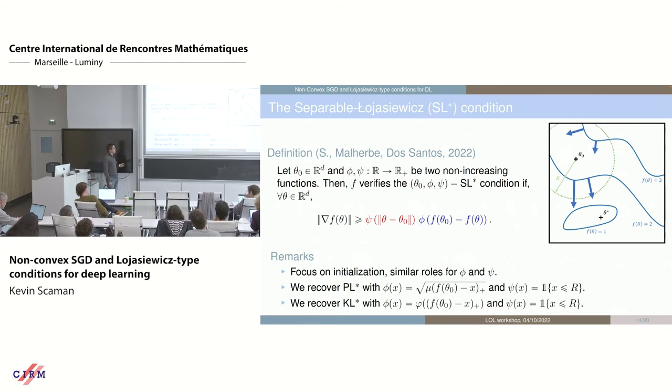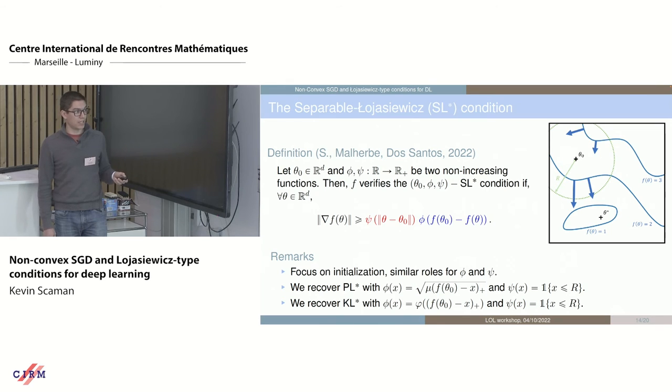So this is a generalization of PL star and KL star in the sense that, as I was mentioning, if you take this function psi as a step function, you recover the bounds of the type: if theta is within this ball of radius r to initialization, then I have this square root lower bound on the gradient. And the KL star can be recovered by just taking any function phi that is non-decreasing this time for this one. Okay?